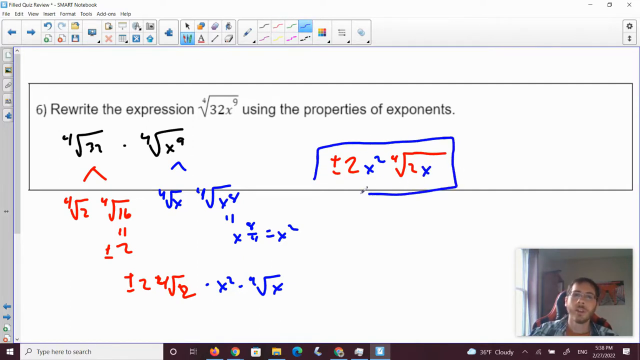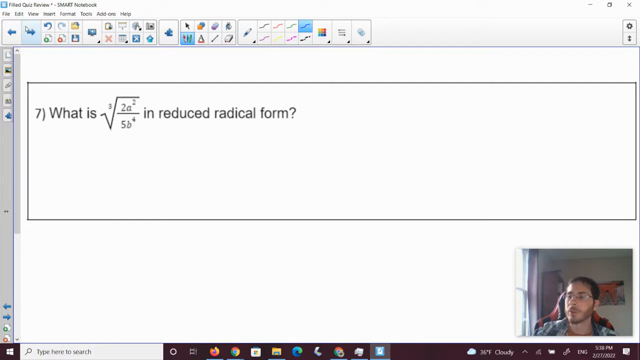And we're all set. And again, the only reason I have the plus minus is because this is even. If that was an odd number, like a 3, a 5, or a 7, I wouldn't do the plus minus. It would just be what it is. All right, for number 7, we have to put this one in reduced radical form.